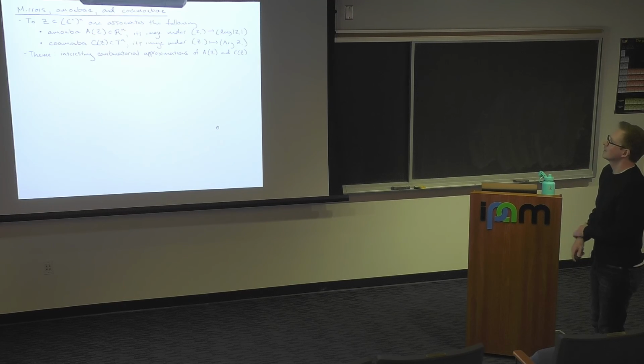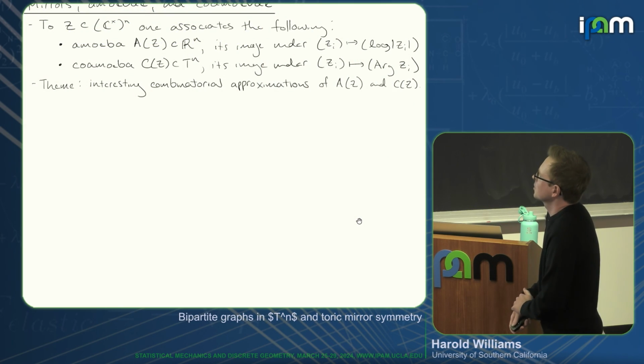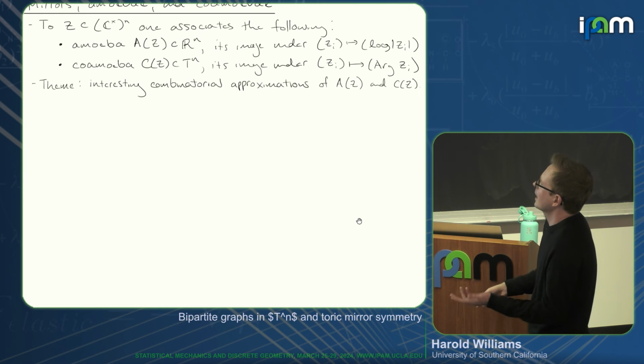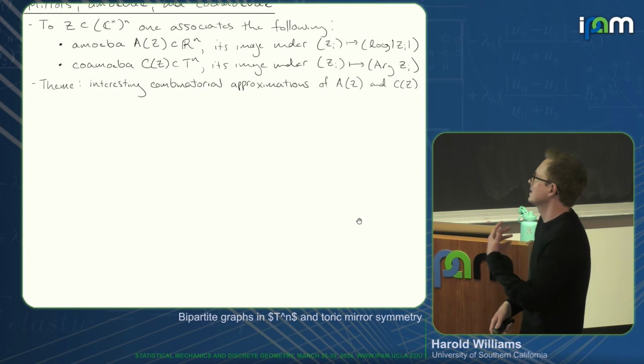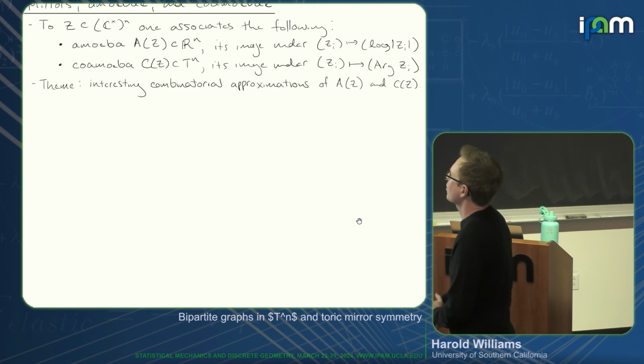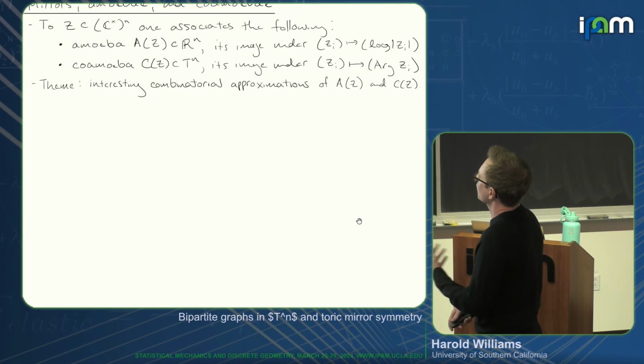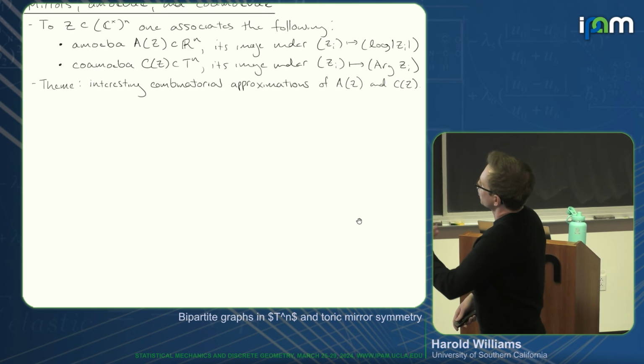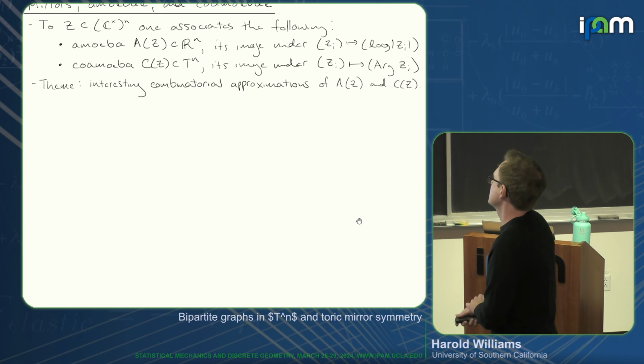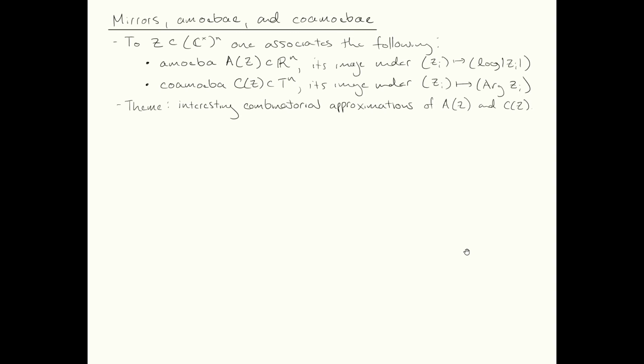Okay, so there's mirrors. Now let's talk about coamoeba, or maybe first let's talk about amoeba. If I have a subset of C star to the n, I can associate the following two objects. I can take its amoeba, A of Z, that's a subset of R^n, which is its image under the coordinate-wise norm and then logarithm. This was the notion first considered by Gelfand, Kapranov, and Zelevinsky. And then the dual notion is the coamoeba. This is a subset of T^n, which is the image of Z under the coordinate-wise argument map. I believe this term was coined and first considered by Passare.